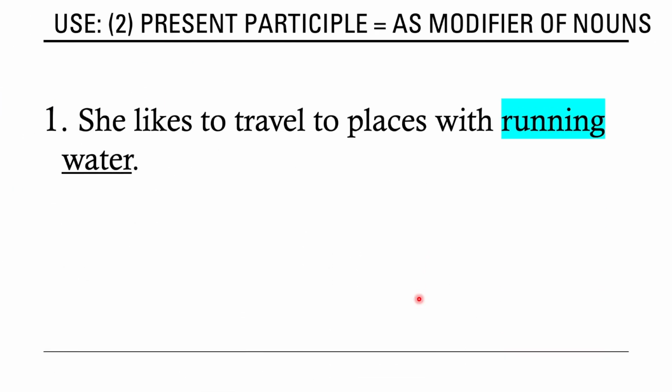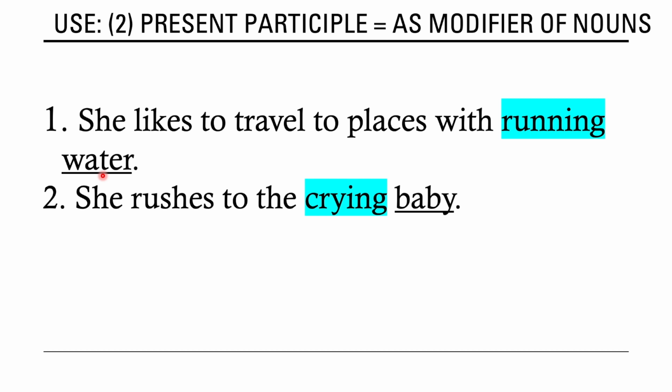Now, the present participle as modifier of nouns. So we have this. She likes to travel to places with running water. Okay, so we see here running. It's what? ing, present participle, but it functions as a modifier or as an adjective of the noun water. Running water. Okay. She rushes to the crying baby. So the baby, what's the description of the baby? Crying baby. So this one is a present participle that functions as a modifier of the noun baby.